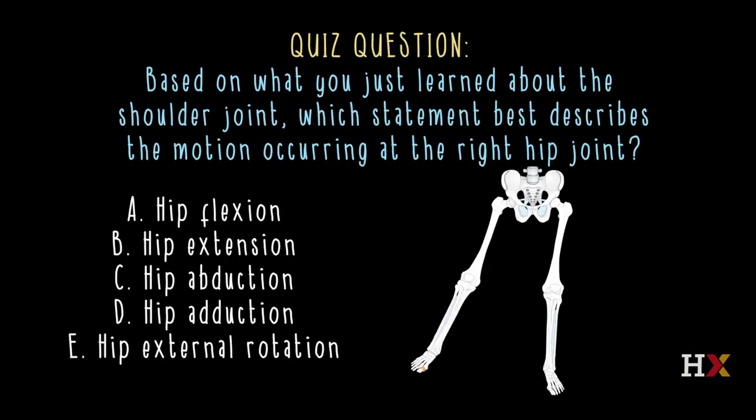So your quiz question is: based on what you just learned about the shoulder joint, which statement best describes the motion occurring at the hip joint?